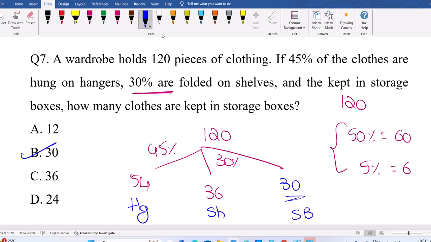So 30% folded on shelves. How many we kept in storage boxes is nothing but 30. This is percentage related. Let's see the next question.